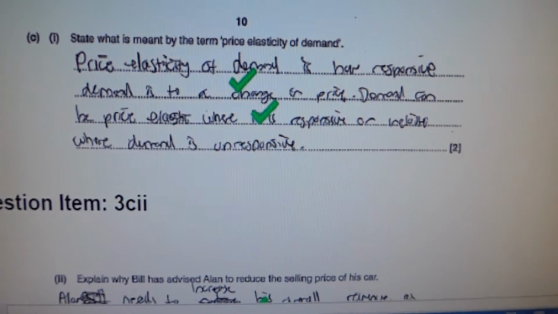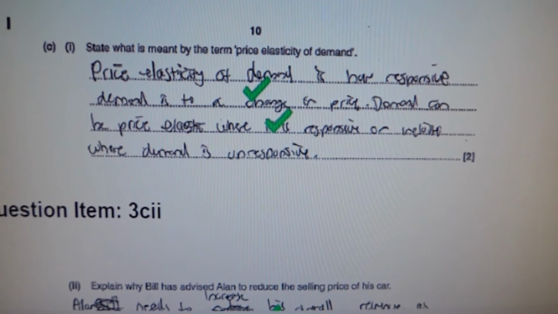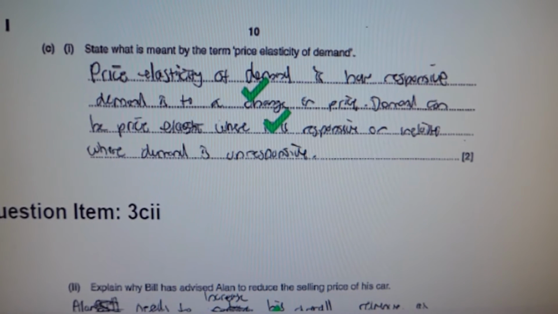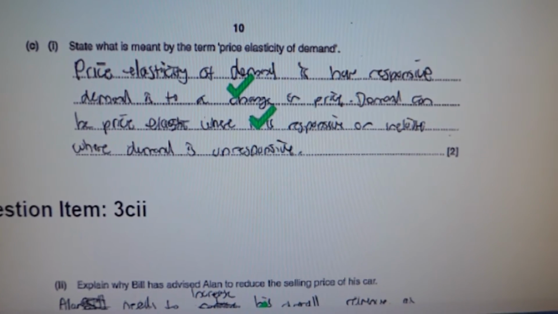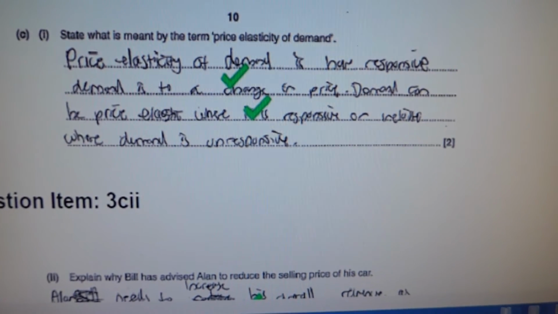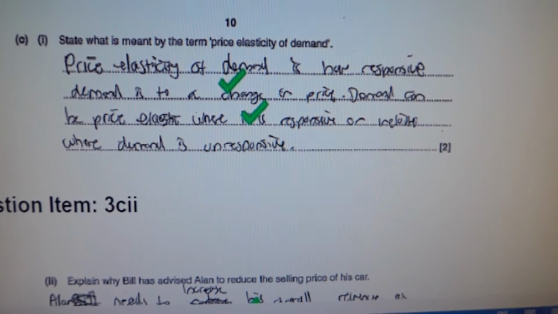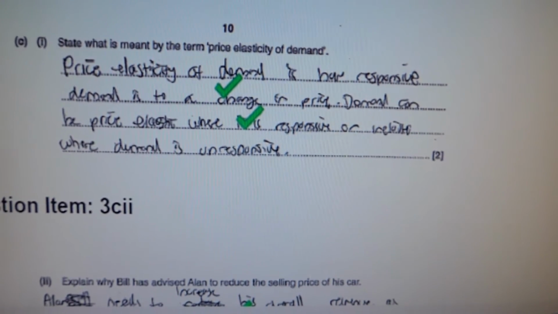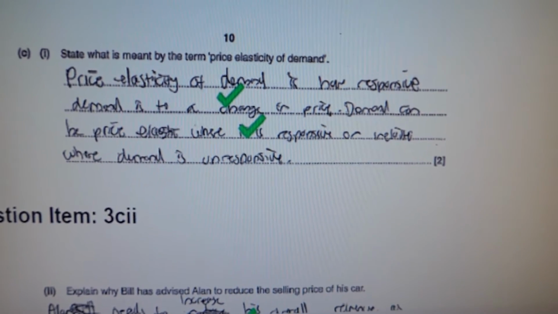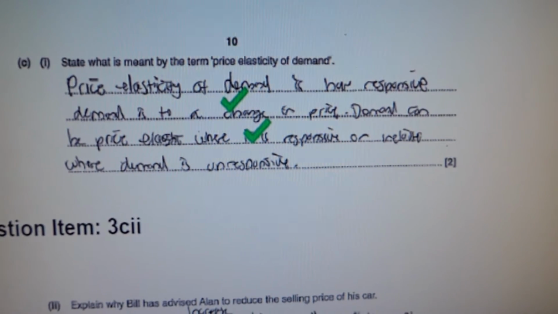3C part 1. State what is meant by the term price elasticity of demand. So you could do one of 2 things. You could either write out the equation, minus percentage change in quantity demanded divided by the percentage change in price, or define it as this candidate has done. Price elasticity of demand is how responsive demand is to a change in price. Perfect.